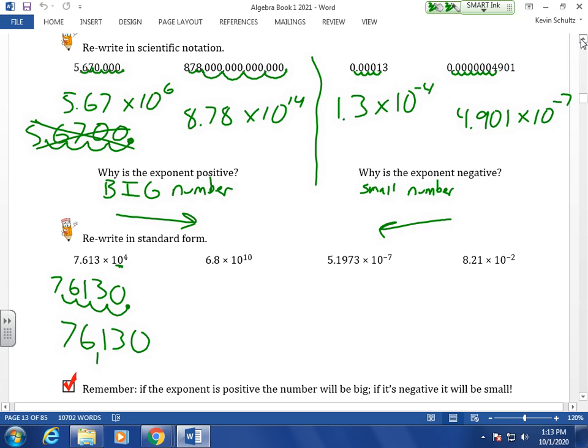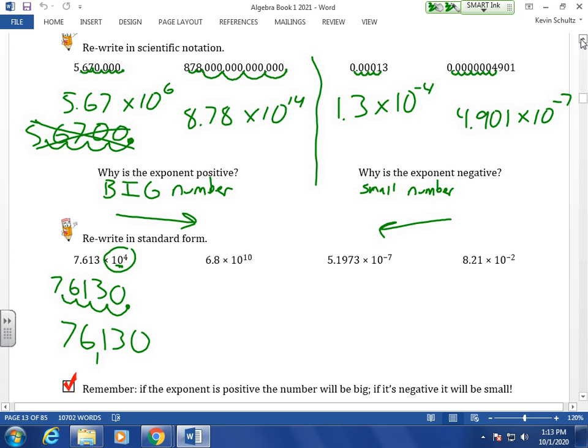Well, 10 to the 4th power is 10 times 10 times 10 times 10, right? So this just tells you how many times you're multiplying by 10, which is how many times the decimal point moves to the right. Because whenever you multiply something by 10, that's what happens. The decimal just gets kicked over. You're going to the next place value.